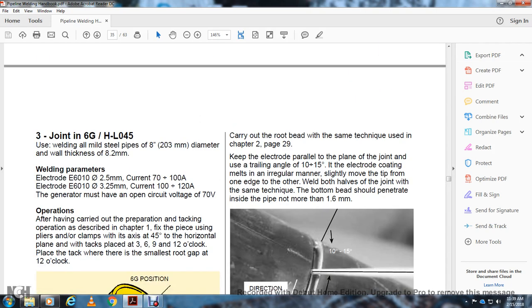The three joint in 6G, HL045. The use of the welding is for the all-mouth seal of the pipes of 8 inches diameter, wall thickness of 8.2 millimeters. The parameters of the electrode 6010.